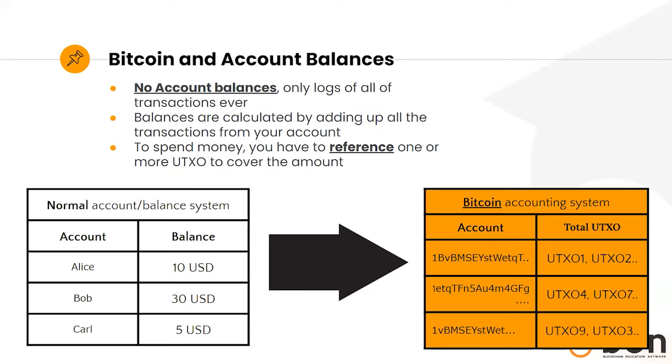On the left, we can see a normal fiat account balance system. The first column shows the name of the person, and the second column shows the balance they hold in fiat. On the right is the Bitcoin accounting system. The first column, denoted by account, is a collection of the public keys. The second column represents the total UTXOs, which is the sum of the balance of Bitcoin.